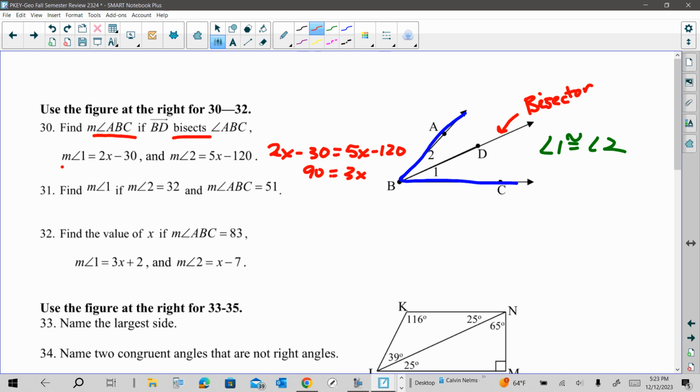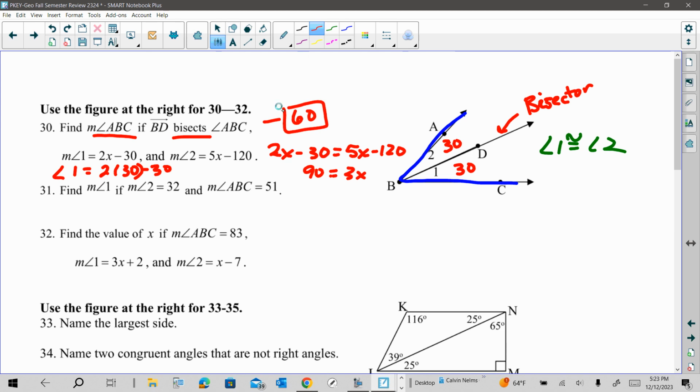So I have to plug it back into angle 1 or angle 2. I'm going to just do 1. So this is 2 times 30 minus 30. That ends up being 60 minus 30, which is just 30, and 30. So the whole angle would be 60 here.